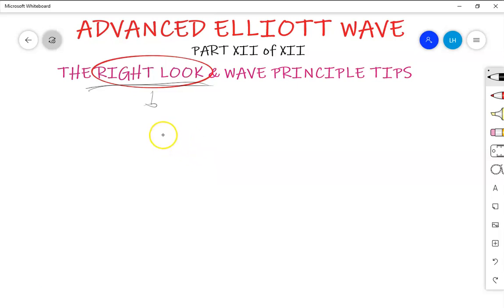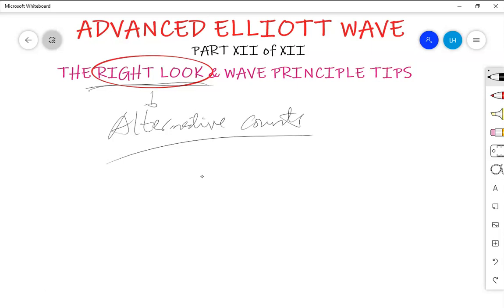So when you have more than one right look, that's when you come to what we call the alternative. We call it an alternative count. So sometimes it is acceptable in the wave principle.